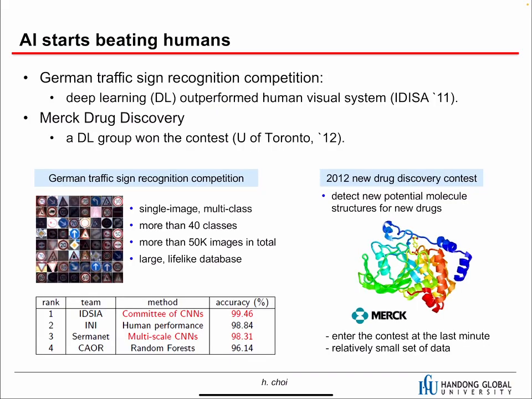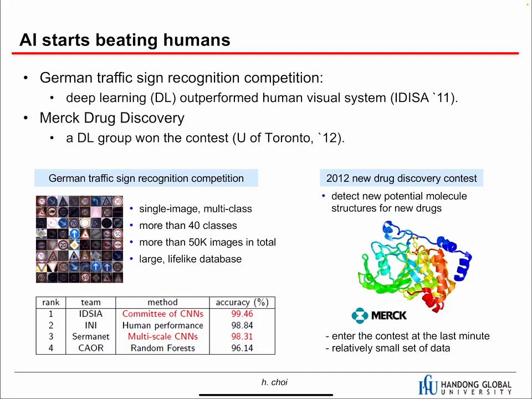These are the first successful deep learning stories, where AI or deep learning starts beating humans, which means this AI got smart enough to beat human-level performance. The first one is the German traffic sign recognition competition in 2011. There are a lot of traffic sign images, and we have to recognize them.